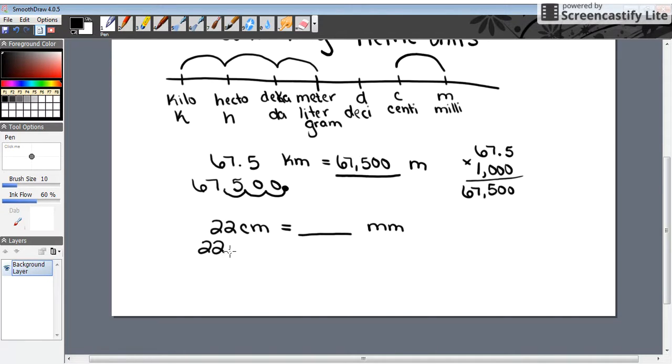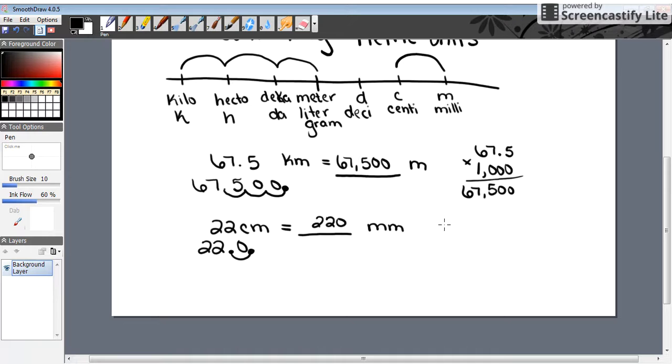We can go ahead and put a decimal point at the end of our number and it will not change its value. Since we moved it 1 to the right on top, we are going to move our decimal place 1 to the right here. Our new decimal point, fill in that empty spot with a 0. So here we have 220 millimeters.